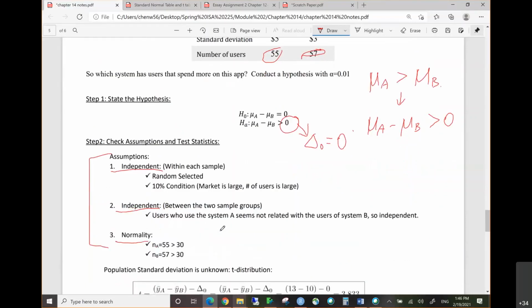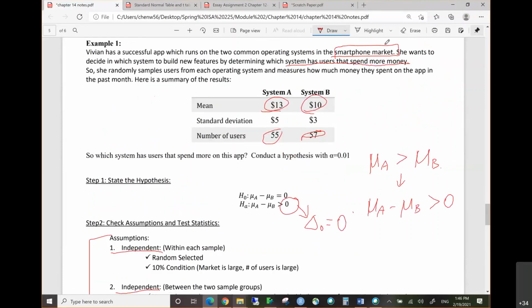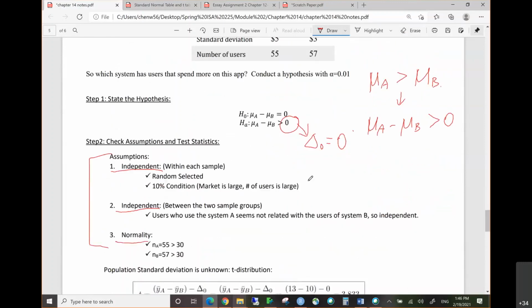For the second independence assumption, we need to make sure these 2 samples don't have any relationship. The users using system A should not have any relationship with the users who use system B. That means these 2 samples are independent of each other, checked. And the last one, the normality assumption. We need to check that both sample sizes are larger than 30, so that we can apply the central limit theorem.